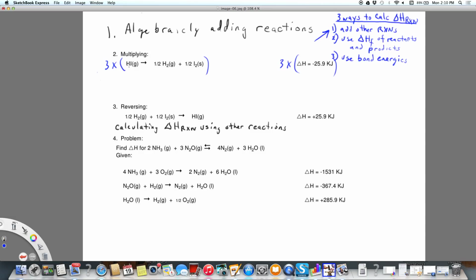Okay, let's say that we need hydrogen iodide as a product, not a reactant. So you can see we could switch that, and everything gets switched from reactant to product, and then you'll notice the sign is reversed. So these are things we can do to reactions to get the end product we need.